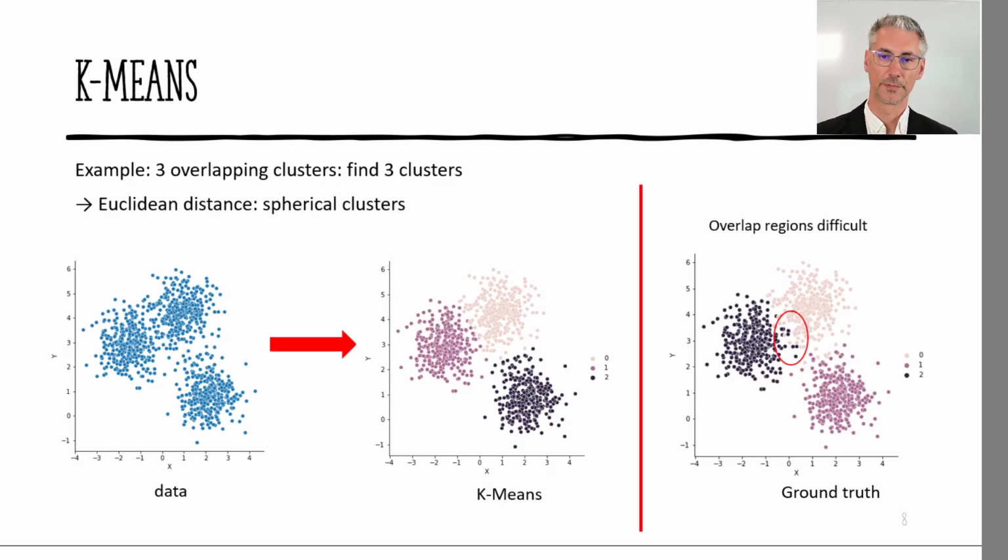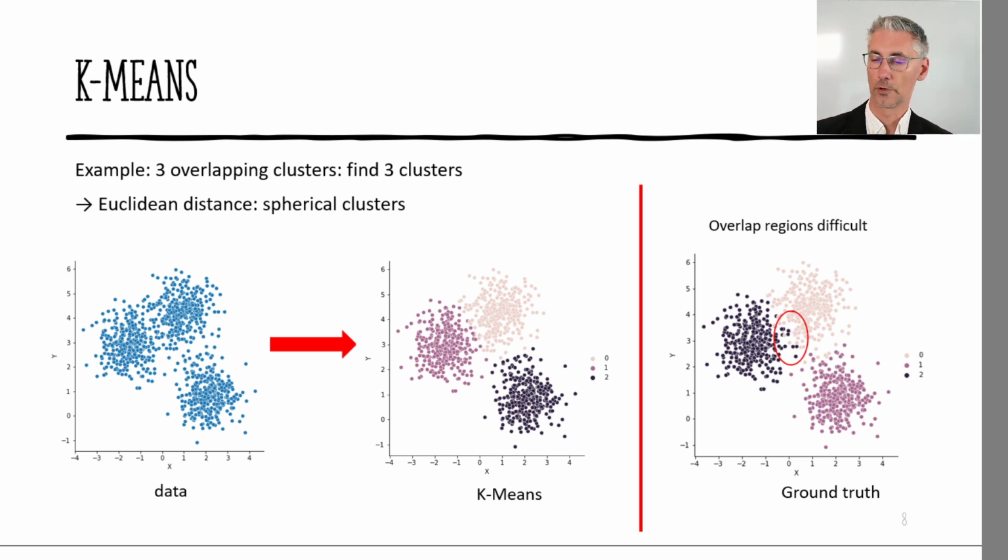Let's try this with an example. Here we have 3 overlapping clusters. Let's find 3 clusters. In Euclidean space, this means we have spherical clusters, because in Euclidean distance we find the shortest distance between 2 points, and that naturally leads us, in the ideal case, to a circle. For the data on the left, of course, we don't know which point belongs to which cluster. Since we've generated these clusters, on the right we see the ground truth, and we can see what k-means does if we have 3 clusters as a free parameter.